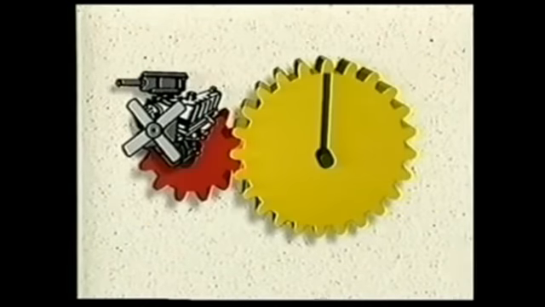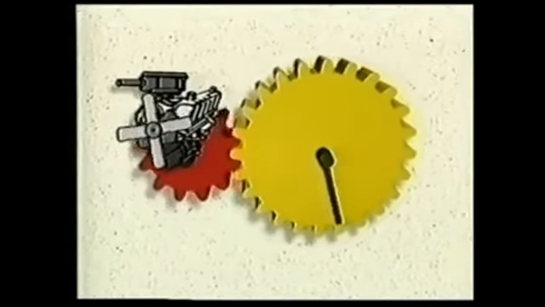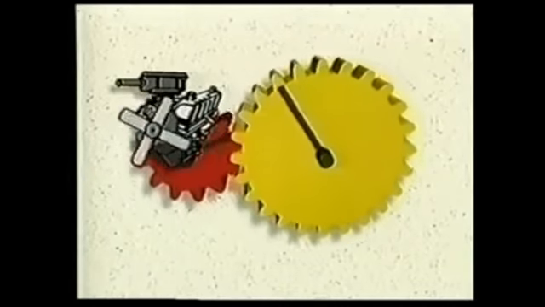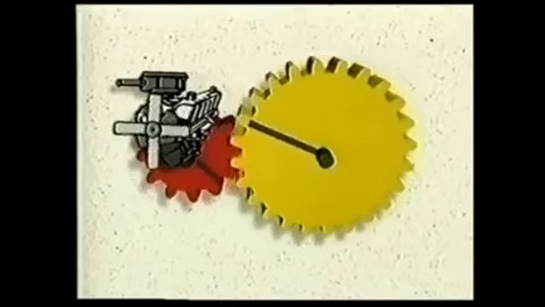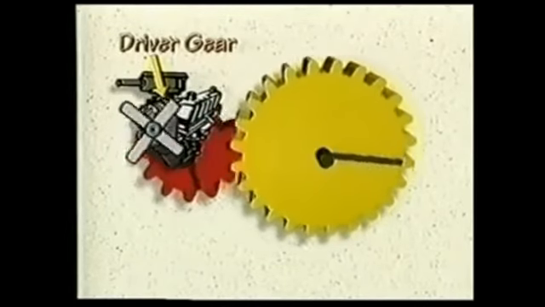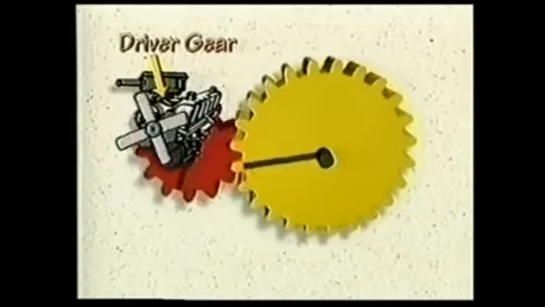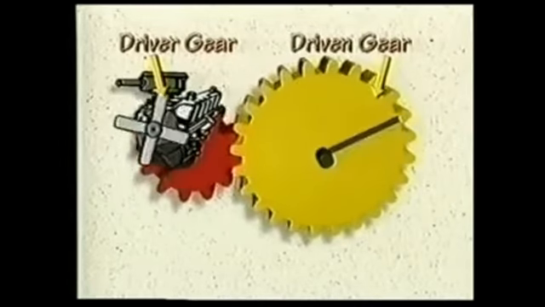The gear connected to a power source, like an electric motor or a car engine, is called the driver gear. The gear to which it's meshed is called the driven gear. In this case, the red 12-tooth gear on the left is the driver gear, and the yellow 24-tooth gear on the right is the driven gear.